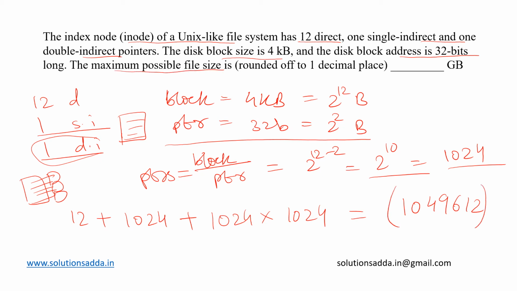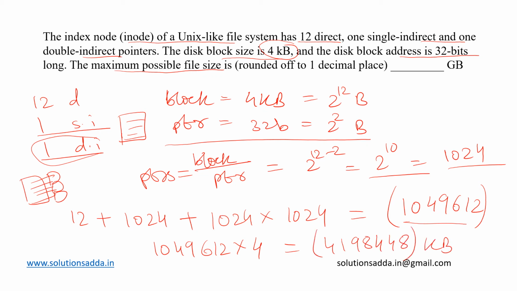Now we actually wanted to find the maximum possible file size, and what we got over here is the total number of pointers. But now if this is the number of blocks that are being pointed and each block is having a size of 4 KB, then the total size will be 1049612 into 4, and that gives us a value which is 4198448 kilobytes. Now if we convert this into GB, that gives us a value which is approximately 4 gigabytes. So this is the maximum possible file size which we can have in this Unix style file system. So our answer is 4.